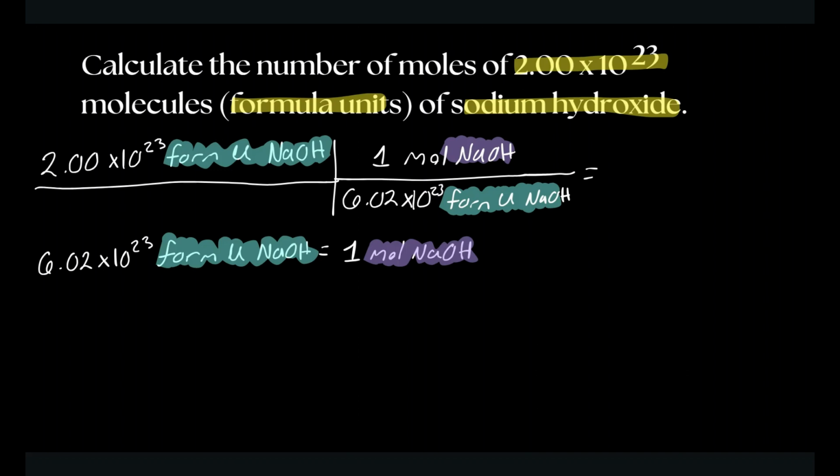And this is going to get us our 0.332 moles of our NaOH. We are ending in moles of our NaOH, which is what we're asked to find. So we know that this is the correct answer. And if we take a look at our significant figures, we have 3 significant figures to start off with, and we are also ending with 3 significant figures.